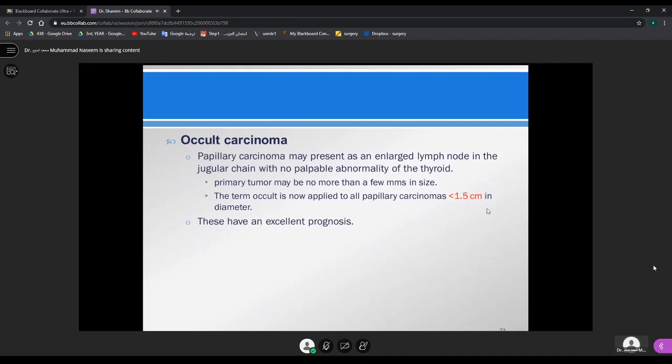These have excellent prognosis. Even though they have metastasized to the lymph node, the thyroid gland itself contains a small tumor and the thyroid capsule is intact, so they have an excellent prognosis, because when this patient undergoes surgery, it tends to remove the whole of the primary tumor.